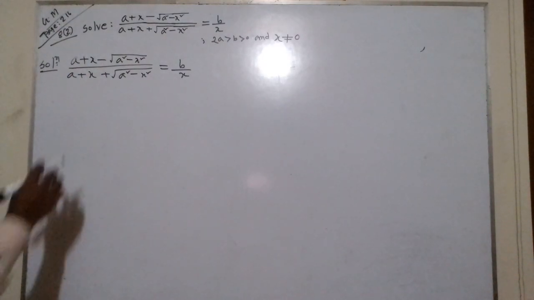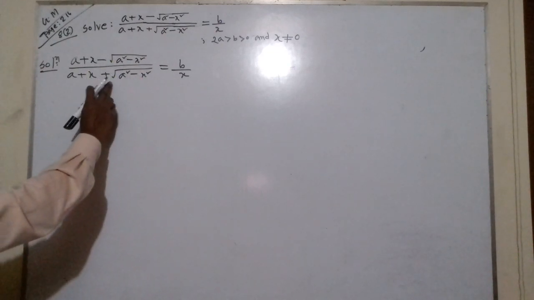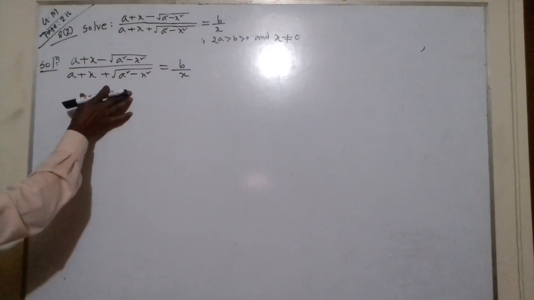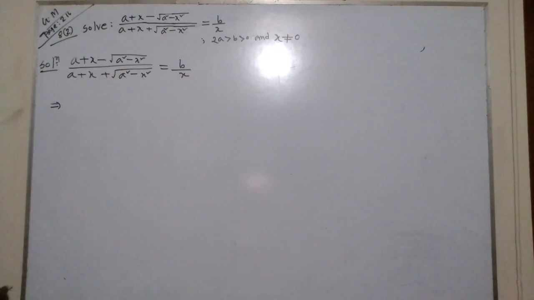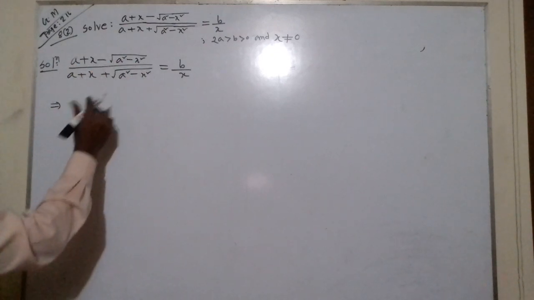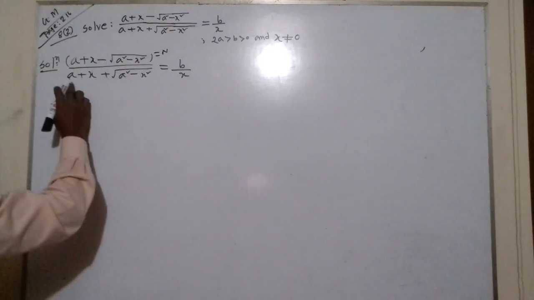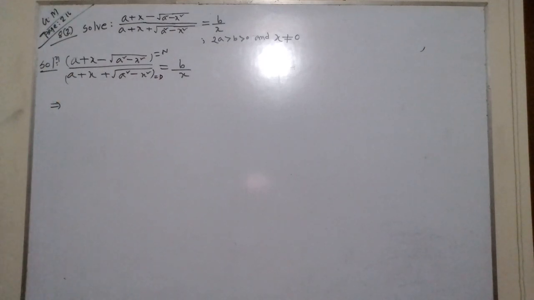Now solve this problem. Okay, a plus x minus root over a square minus x square divided by a plus x plus root over a square minus x square equal to b by x. Here we can see that these terms are the same but with opposite sign, so we can use the formula of componendo and dividendo. Here a plus x minus root over a square minus x square is the numerator, and a plus x plus root over a square minus x square is the denominator. So the law of componendo and dividendo is numerator plus denominator divided by numerator minus denominator.